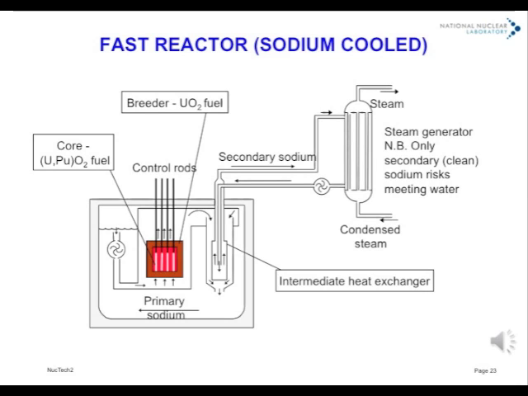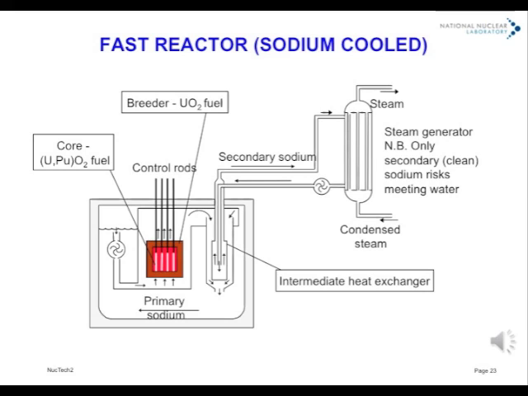A relatively small core of uranium and plutonium oxides is surrounded by a blanket of depleted uranium. The small size means a high density of energy generation, consequently a high temperature, and to take the heat away efficiently, molten sodium is used as primary and secondary coolant. Being below its boiling point, it has no need of pressurization.